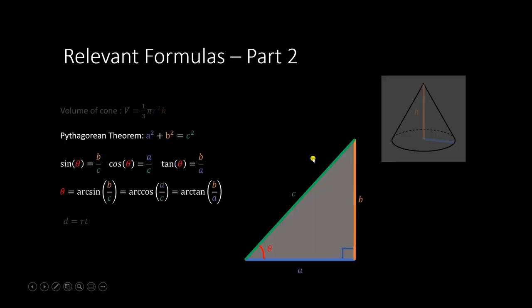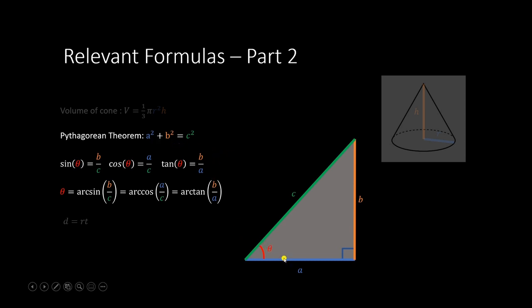Next, we have some right triangle formulas. First is the Pythagorean theorem. The side opposite the right angle, c, is the hypotenuse, and the other two sides, a and b, are the legs. The Pythagorean theorem says that if you add the squares of the two legs, you get the square of the hypotenuse. a squared plus b squared equals c squared.